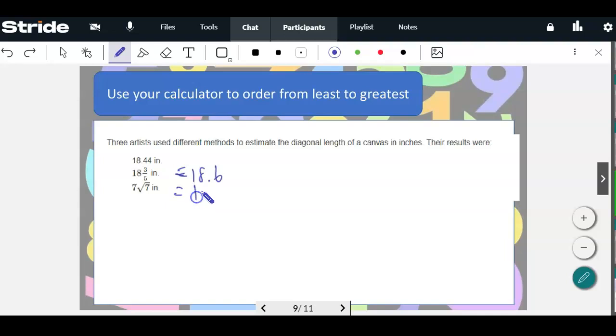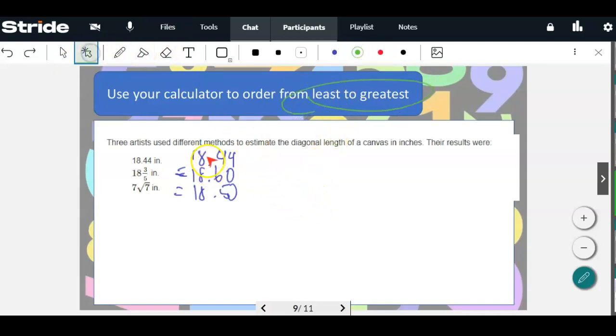Actually, so I'm going to do this. 18.44 is already a decimal. We can put a 0 here. What are we doing this from? Oh, here we go. Miss Horton right here at the top. Read the directions, least to greatest.